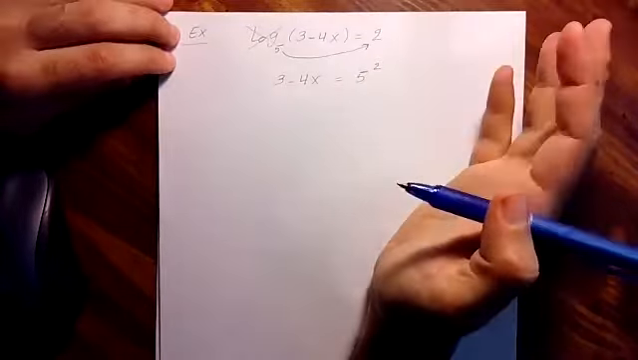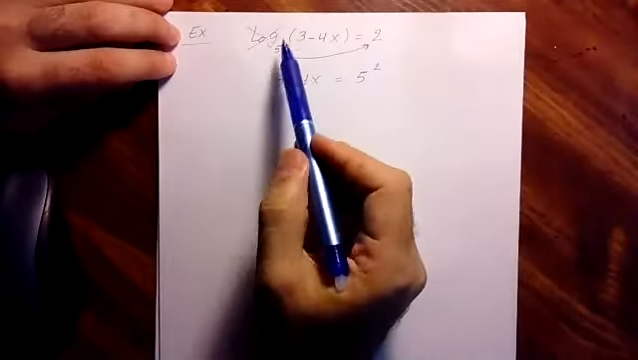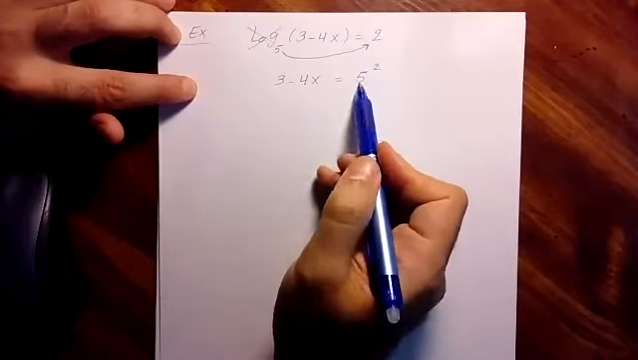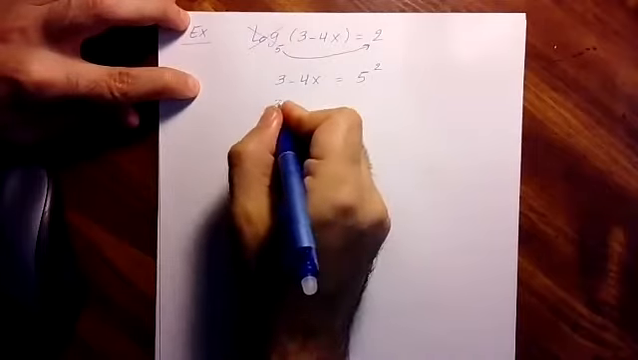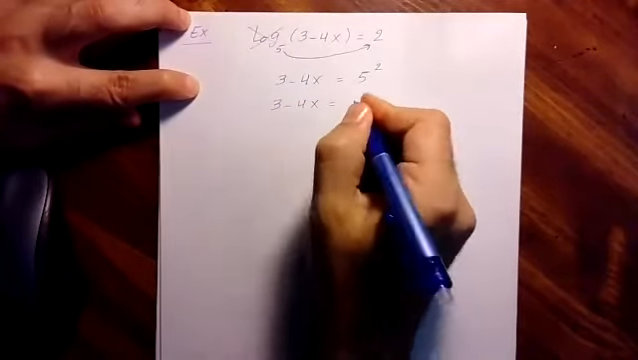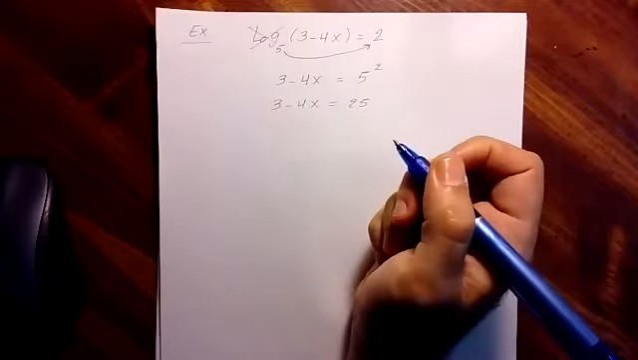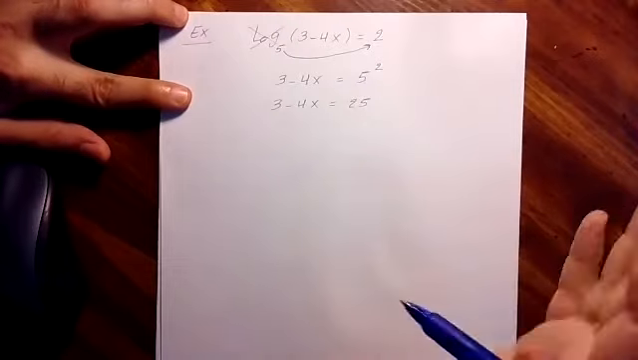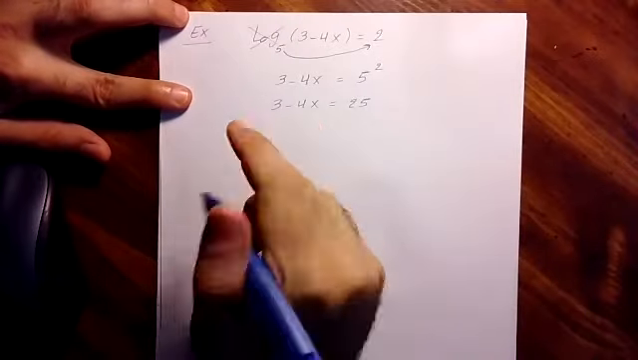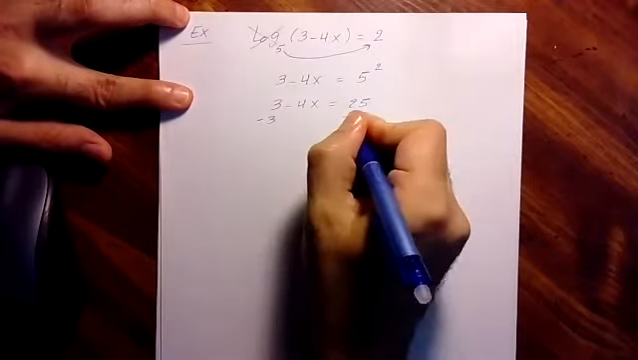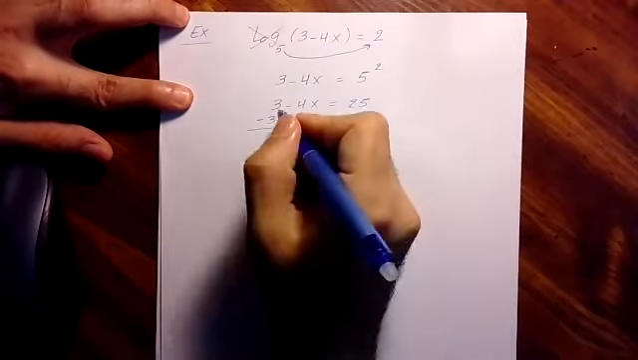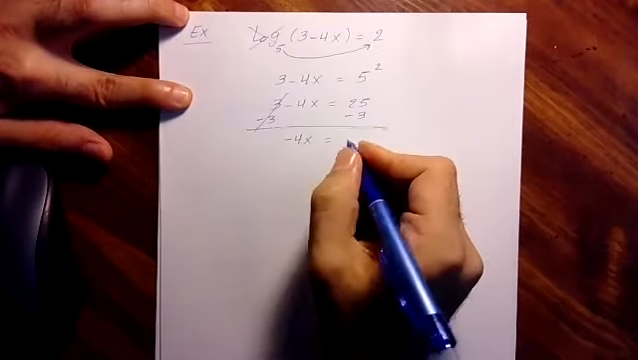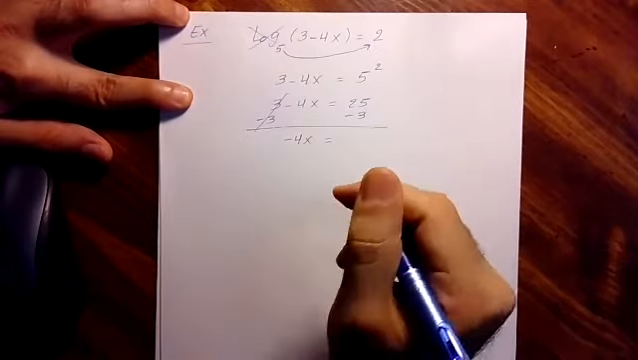You see, by using only one step, converting from log form to exponential form by moving the base from here to the other side, it's going to be 5 squared. Now, 3 minus 4x is going to be 25, because 5 squared means 5 times 5, which is 25. Next step, we just need to solve it for x. I'm going to subtract the 3 from both sides. Cancel these. The leftover here is negative 4x equals 25 minus 3, which is 22.